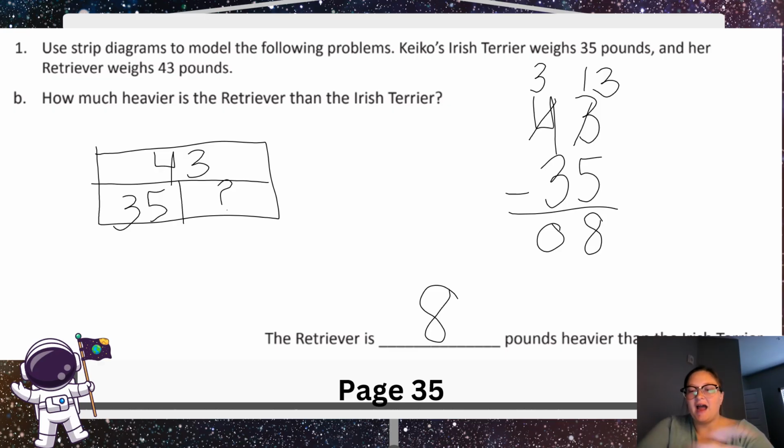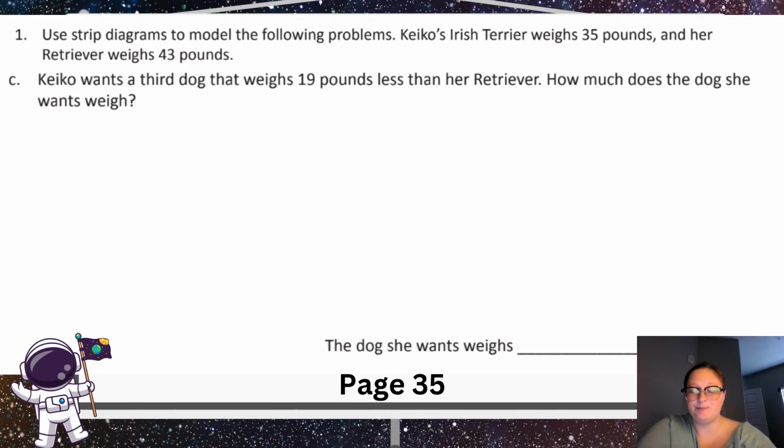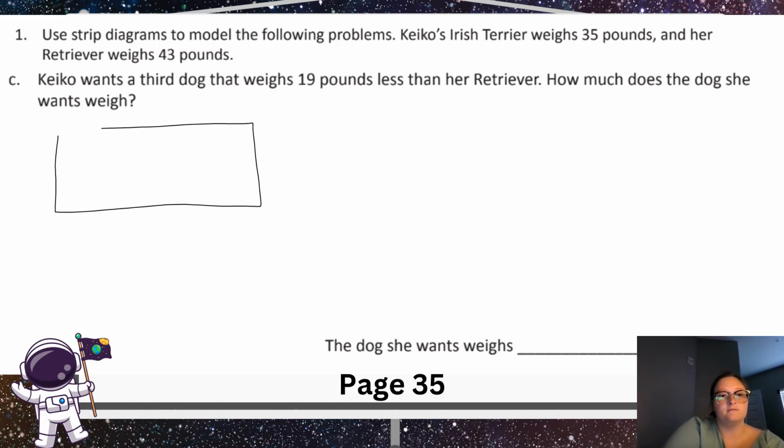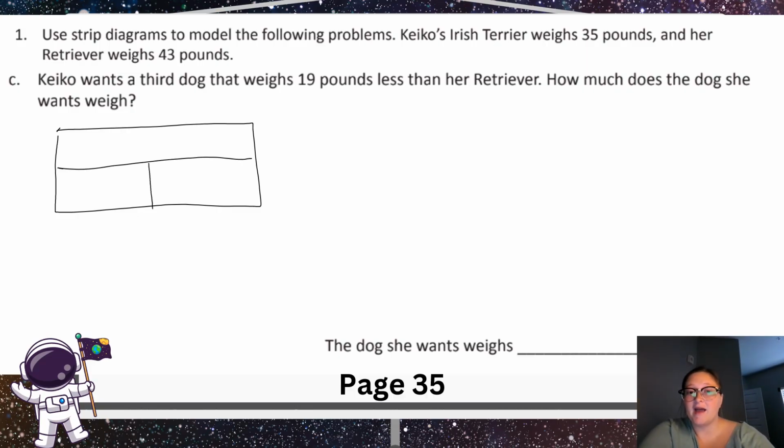Good. Now let's look at question 1C. C asks, Kiko wants a third dog that weighs 19 pounds less than her retriever. How much does the dog she wants weigh? Let's draw a strip diagram. If the other dog is 19 pounds less than her retriever, we know that's going to be one of our parts and that the retriever is going to be our total. So our total is 43.